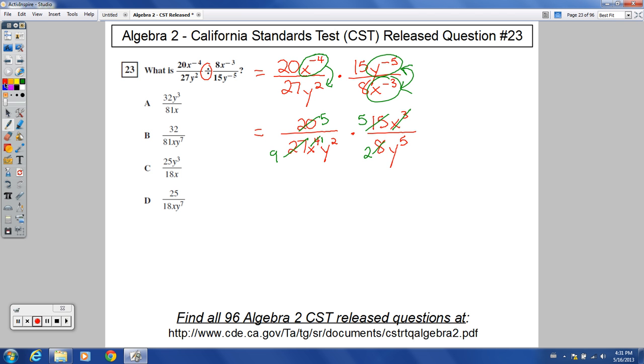So let's try to make sense of what I have left now. I've got a 5 and a 5 multiplied together on the top. That's just 25. On the bottom, I've got 9 times 2 for my coefficients, that's 18. I've got x to the first, which is just x. I've got y squared times y to the 5th. I've got 2 y's then times 5 more y's. That would give me 7 y's all multiplied together. There it is. That's choice D for number 23.